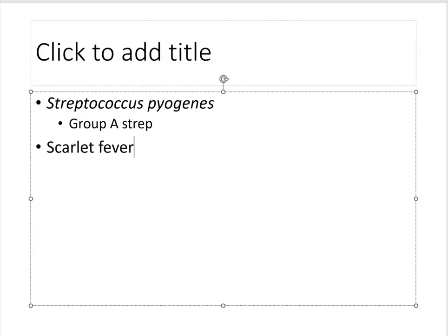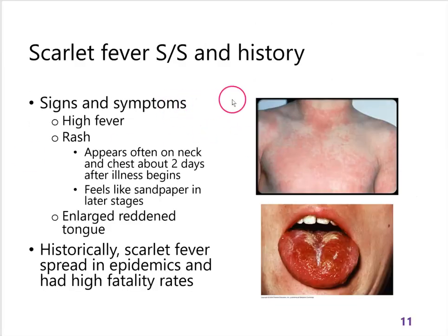Scarlet fever is a disease people can get where the bacteria release a toxin that causes the tongue to swell and it causes skin to turn red. And I don't know how this leads to mortality, but I do know that it used to be a major cause of childhood mortality.